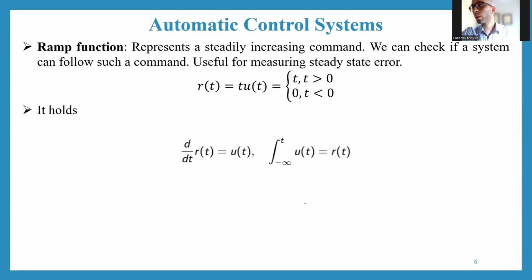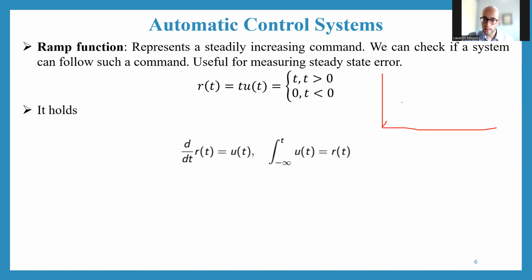Now, the second basic input is the ramp function. It's, I would say, one step ahead of the step input because it represents a steadily increasing command. We may use a ramp function to model how a system will behave when we provide it with steadily increasing energy, and measure whether the system is able to follow this sort of increasing command. So it's simply, as the title says, a ramp function.